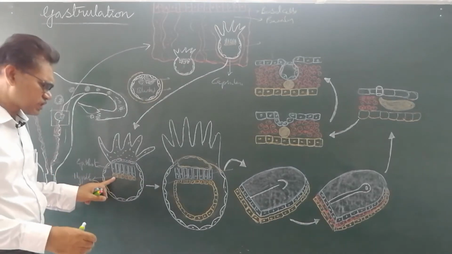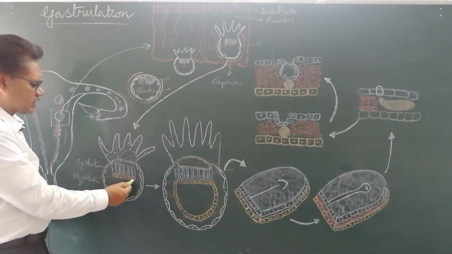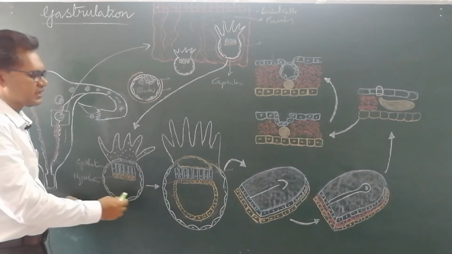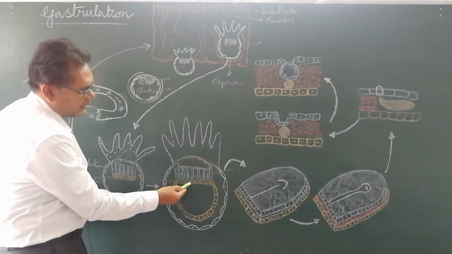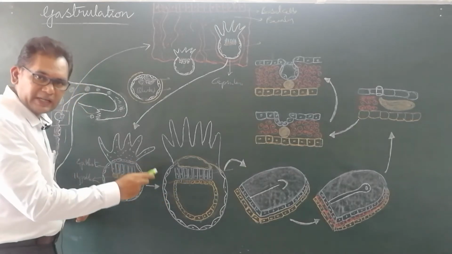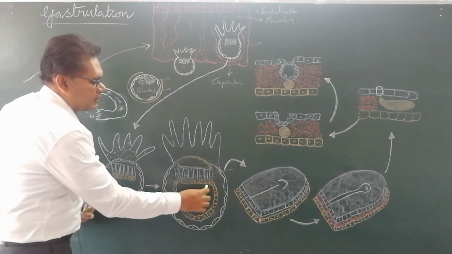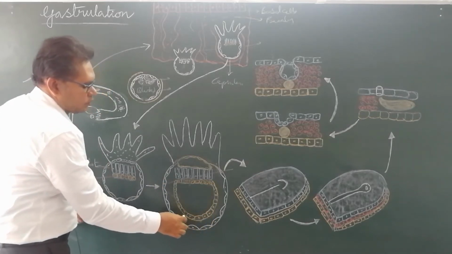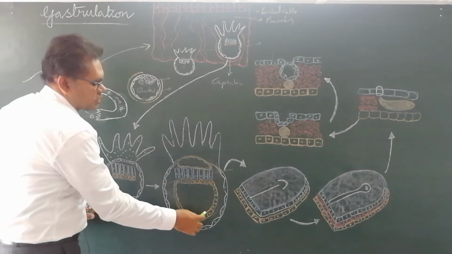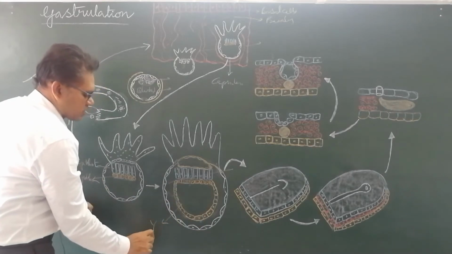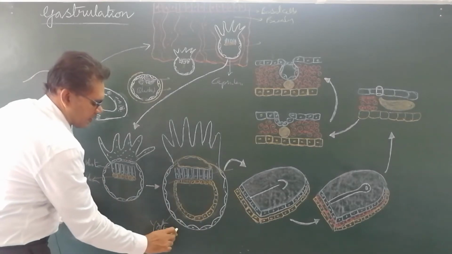Now, next what happens is that the cells of the hypoblast get detached. This detachment of cells of the hypoblast forms a layer surrounding a sac-like structure. This is what we call the yolk sac.